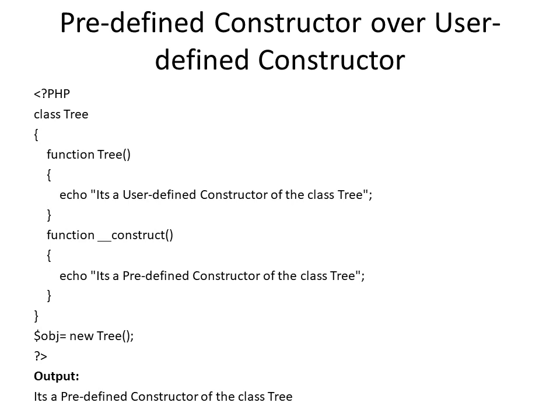Now inside the construct function, I am printing a message: it's a predefined constructor of the class tree. As an output I am getting, it's a predefined constructor of the class tree. So always remember, whenever you are using a construct function and a user defined default constructor, the control will go to the construct function only.